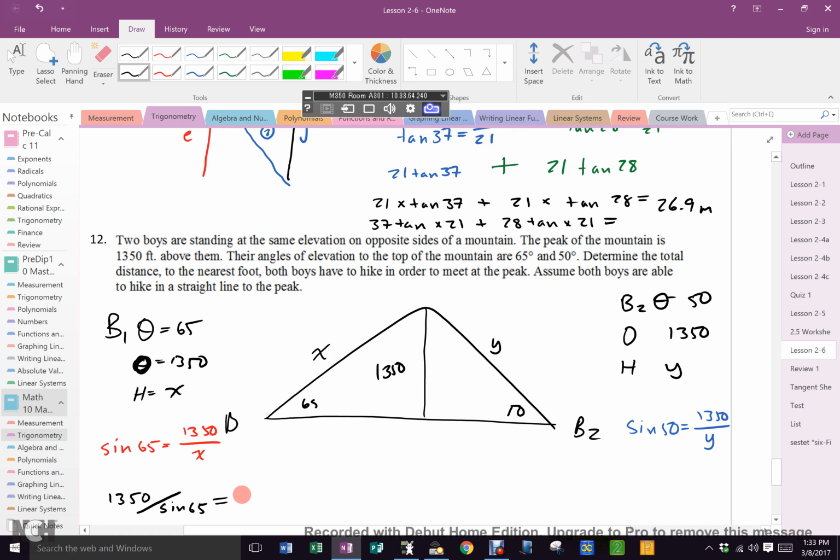What is this answer? I don't know. This answer is 1350 divided by sine 50. I don't know. And that is where I want to start leaving this. Because I know how to punch this in. You guys need the practice. What's the answer? For which side? Boy 1 or boy 2? For the 50 was 1762. And how far is this guy got to go then? 1489. Sounds about right to me.